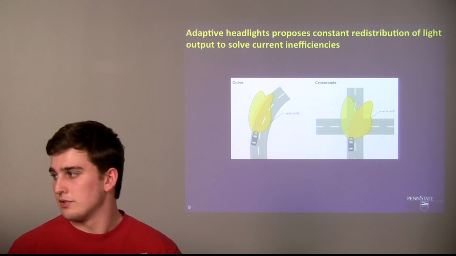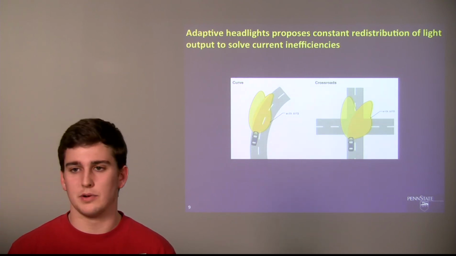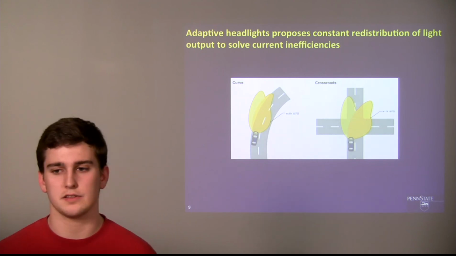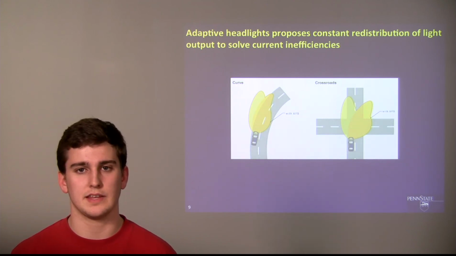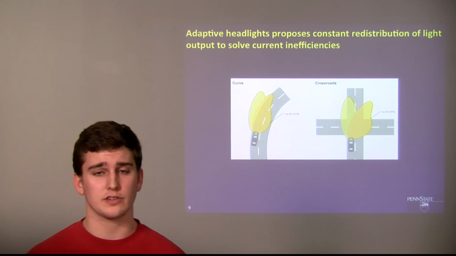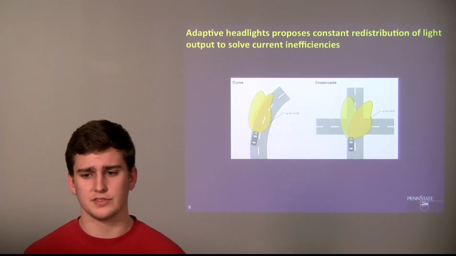Adaptive headlights propose constant redistribution of light output to solve these inefficiencies. Altogether, we have seen that these headlights are pretty spectacular. They help our field of vision. They respond extremely well and extremely fast to our external environment. And although there are some customer concerns, there are with almost every single new product in the market.